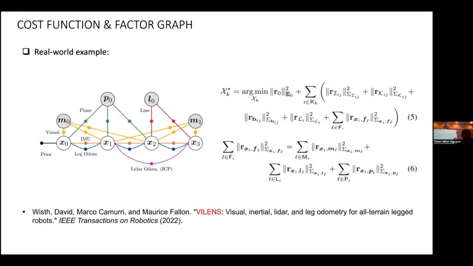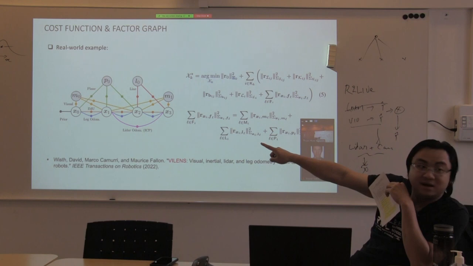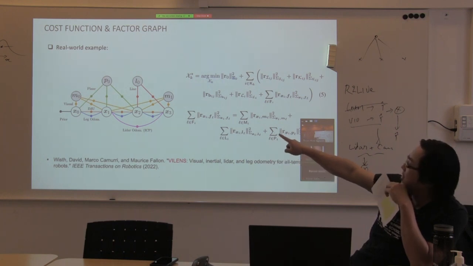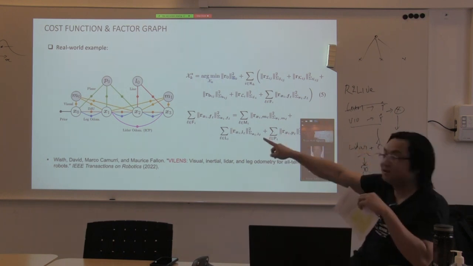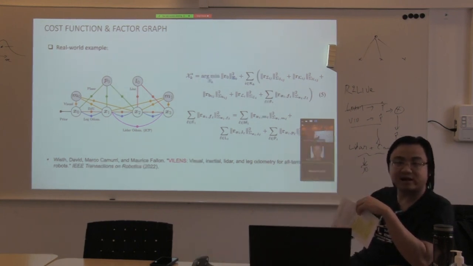This is another nice paper. It's more complicated, but it's still interpretable. So what types of sensors are used? IMU, camera, LiDAR, kinematics. For kinematics, they read the encoder and integrate them.